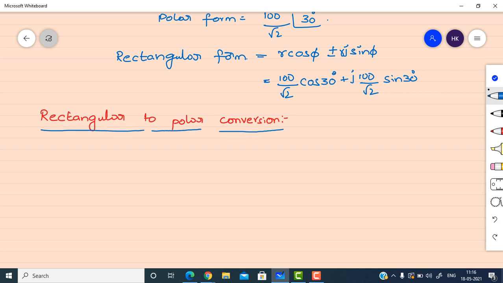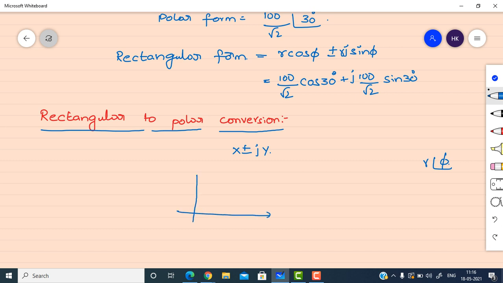Suppose the rectangular form is given, then you have to convert it into polar form. The rectangular form is x plus jy. We have to convert it into polar form, that means r at an angle phi. We require r and phi.